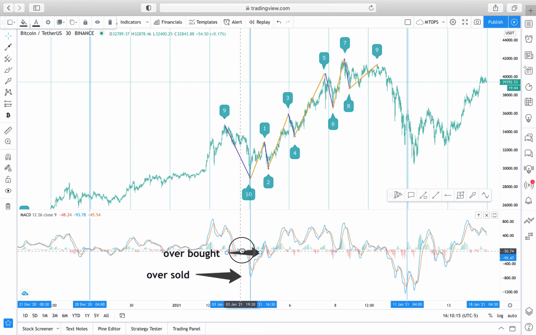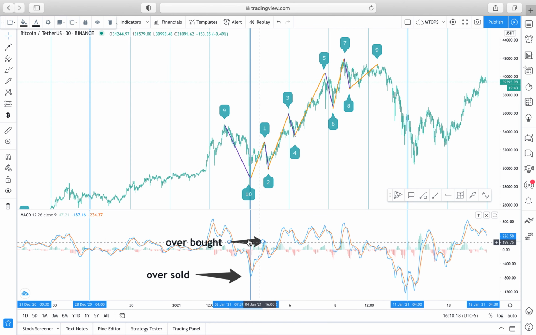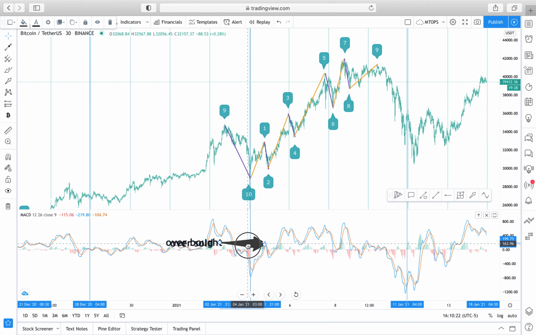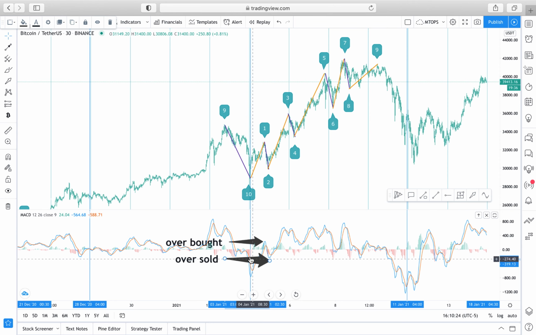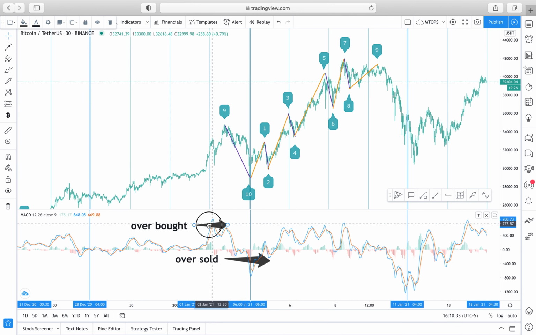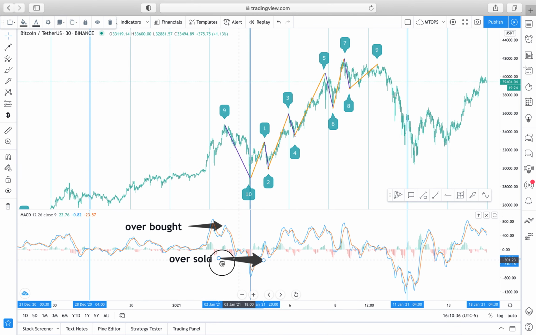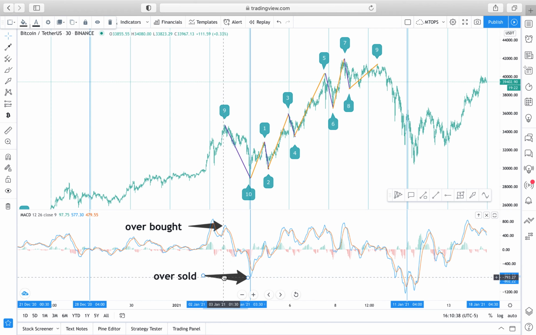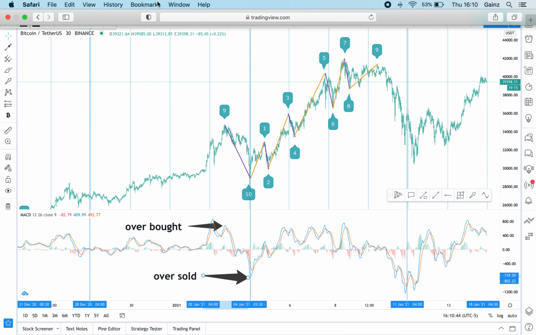Buy, buy, buy, until it's overbought. And then the guys will sell, sell, sell, until it's oversold. And then buy, buy, buy, until overbought. And there we go, up and down, up and down, up and down. So let's bring it back to what we're looking at here. We will utilize the MACD for 3 reasons.